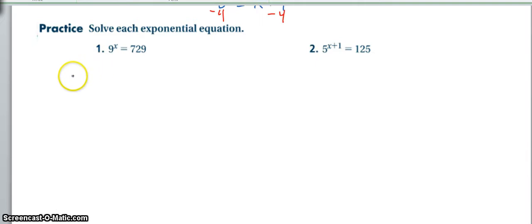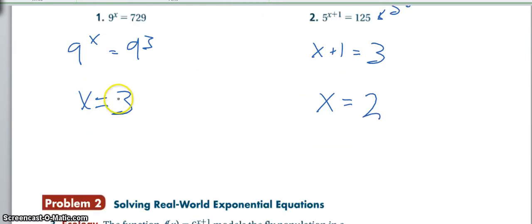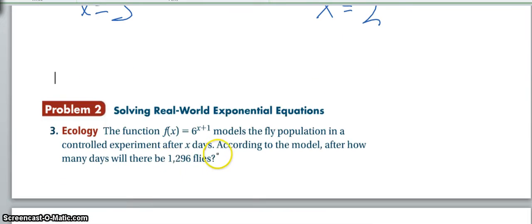Alright, so looking here at number 1, we're saying 9 to the something power equals 729. It just so happens to be that 729 is 9 to the third power. So that leaves me with x being equal to 3. Over here, 125 is 5 to the third power, but the thing is that now makes x plus 1 equal to 3, which means that x then would be equal to 2. Sorry about right over here, that ended up written weird for a moment.